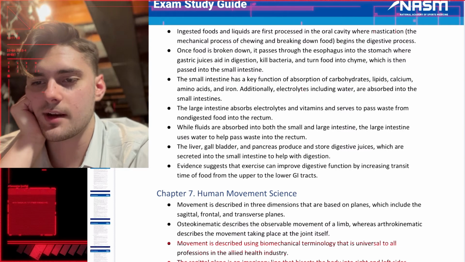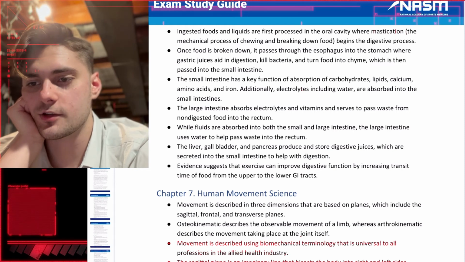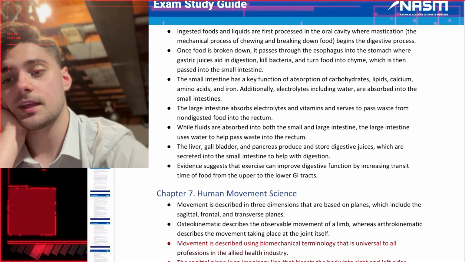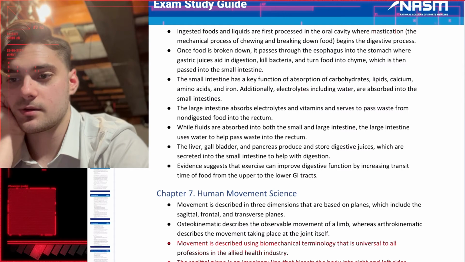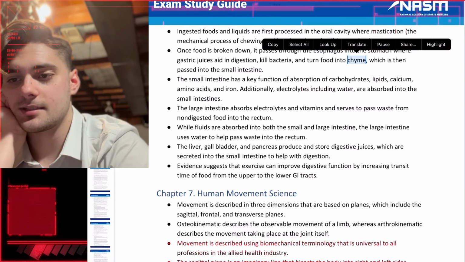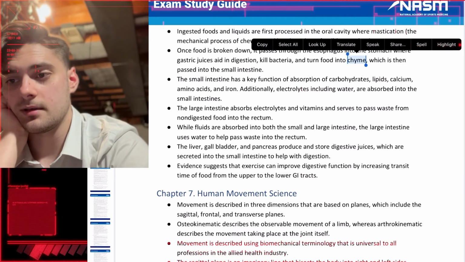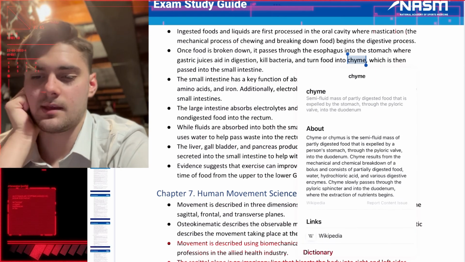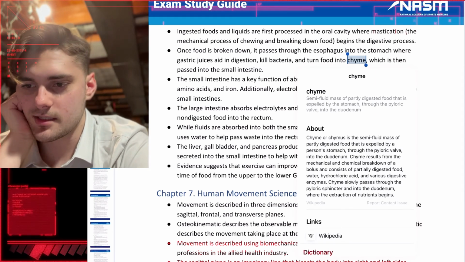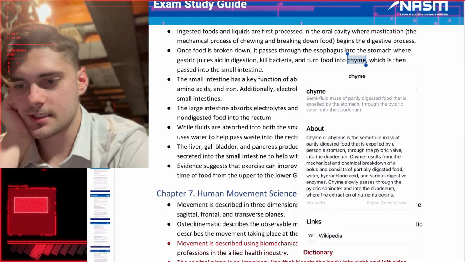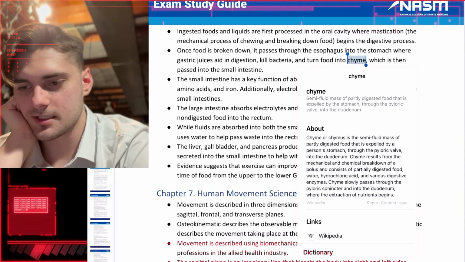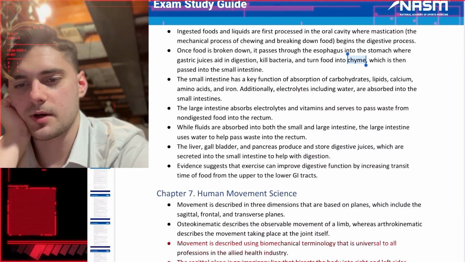Once food is broken down, it passes through the esophagus into the stomach, where gastric juices aid in digestion, kill bacteria, and turn food into chyme, which is passed through the small intestine. So, how do you say that? Chyme. Chyme. And what is that? Chyme or chymus is the semi-fluid mass of partly digested food that is expelled by a person's stomach, which is then passed into the small intestine.